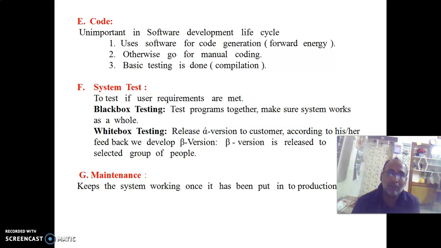The testings are the black box testing and also white box testing. The black box testing is where testers and programmers together make sure the system works as a whole. White box testing: release the alpha version to the customer and, according to his or her feedback, we develop the beta version. The beta version is released to a selected group of people. Next one is the maintenance: keep the system working once it has been put into production.